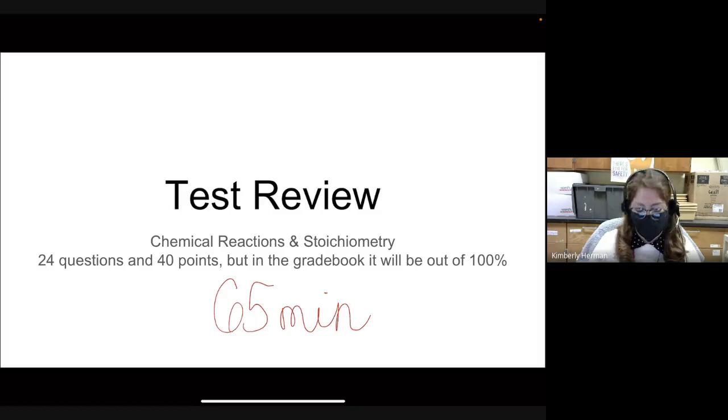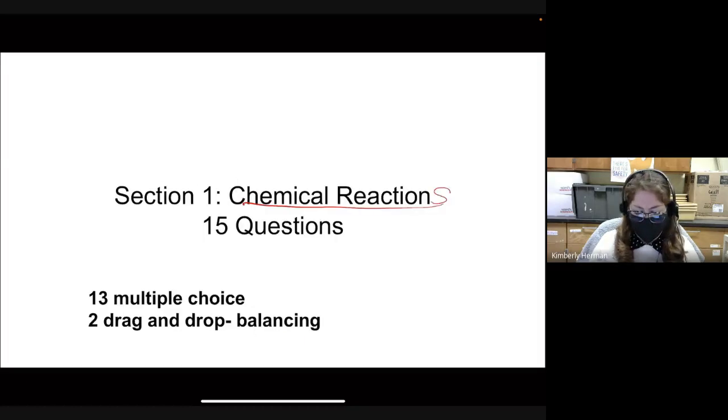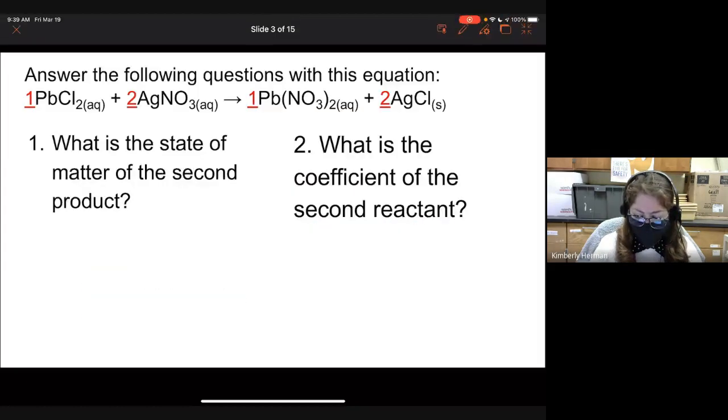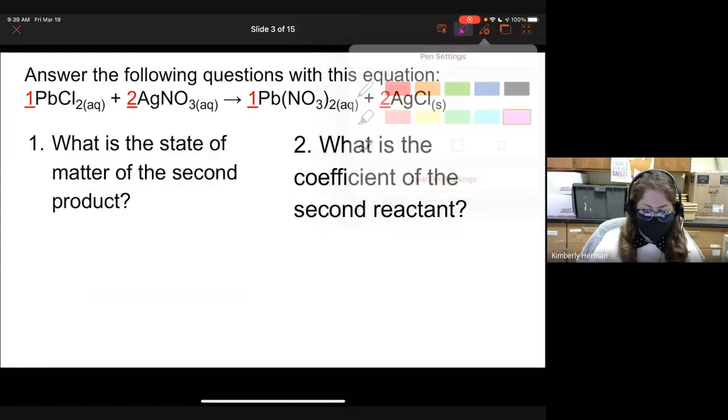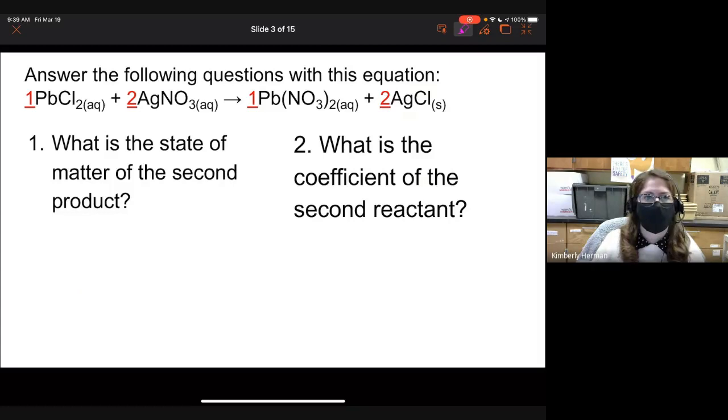Now, section 1 is all about chemical reactions, and there's going to be 15 questions on the test. Now, 13 are multiple choice, and then 2 are going to be drag and drop balancing. So, in our first one, let's take a look at what we have. We have PbCl2 aqueous plus 2AgNO3 aqueous yields PbNO3 aqueous and 2AgCl solid. So what is the state of matter of the second product?